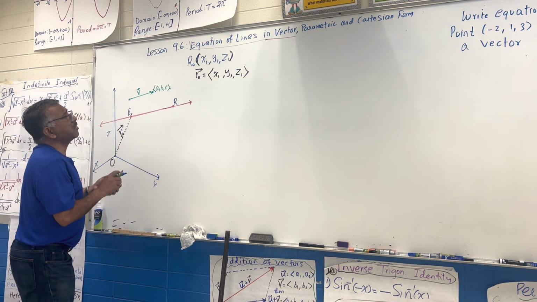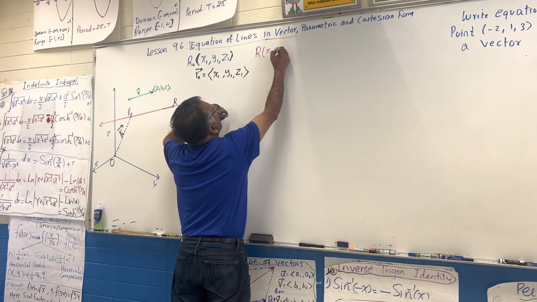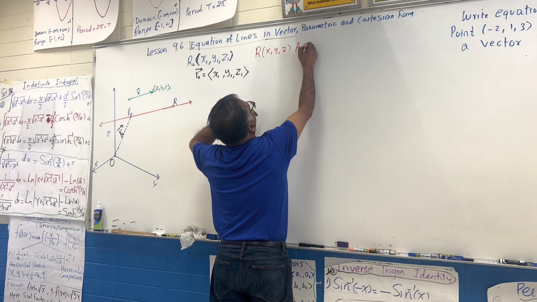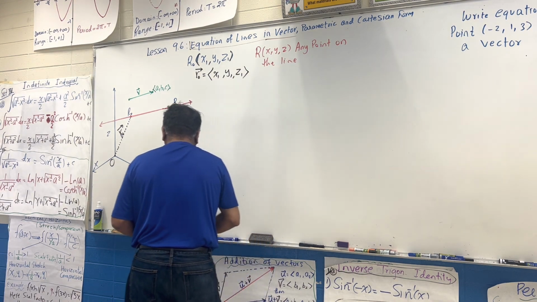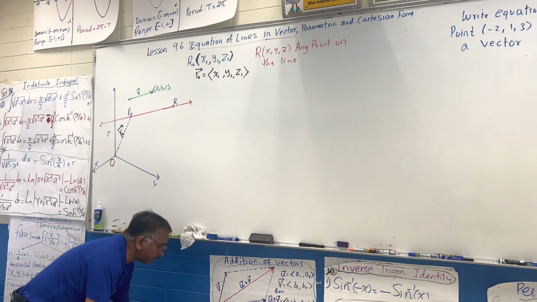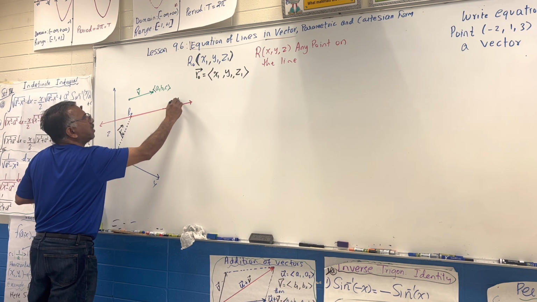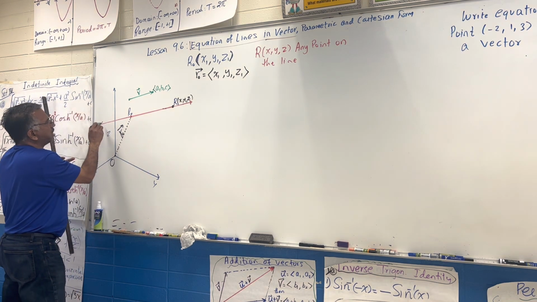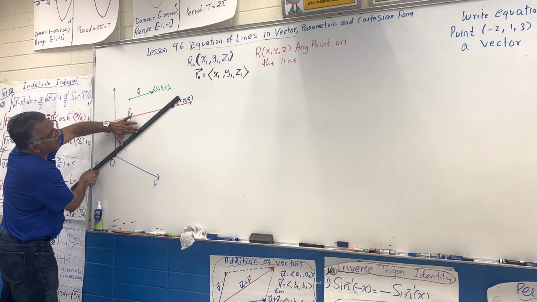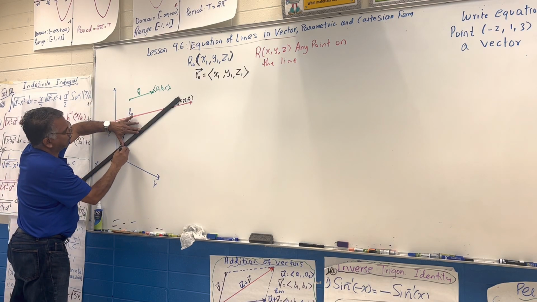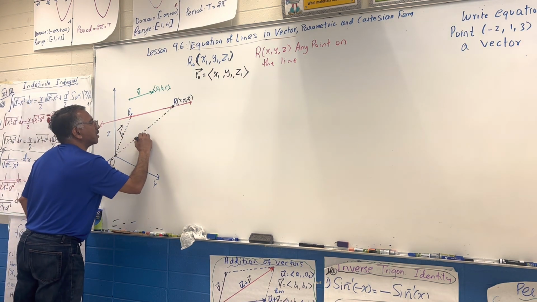Then, what is R now? This R is any point, x, y, z, on the line. So it moves. This point which you see right here is x, y, z, but it can move around here or anywhere. But wherever it is, it will have a position vector from the origin. Let's call this R bar.